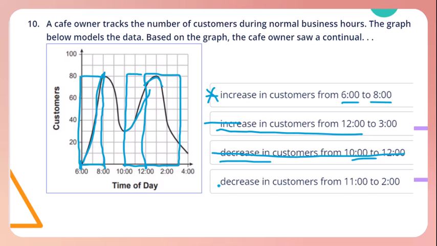Is there a continual decrease from 11 to 2? So let's look at here, from here to here. And it looks like it's increasing and then decreasing, going up and then down. So that's out. Okay, so the answer is the first one. You've got to read that graph and interpret what's happening.